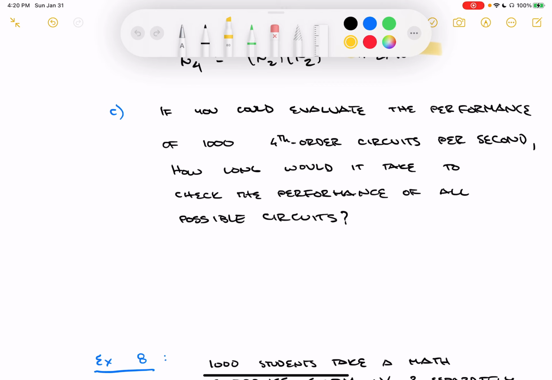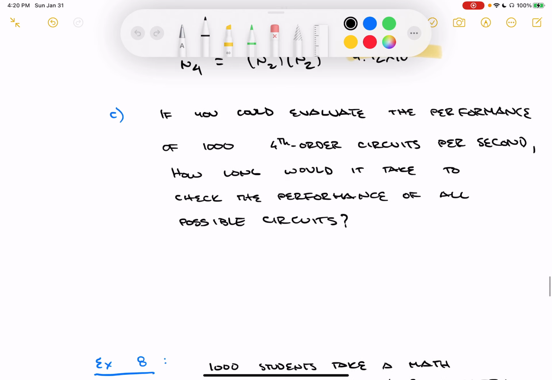Actually, the website I had would return a solution. It would evaluate it, and it usually took more than a second. So this next part is actually given the benefit of the doubt. Suppose we could evaluate the performance of 1,000 of those fourth order filter circuits per second. How long would it take to check the performance of all possible circuits? In other words, if I wanted to do an exhaustive search, evaluating 1,000 circuits per second, how long would it take for me to go through that entire list and find out which one did the best?